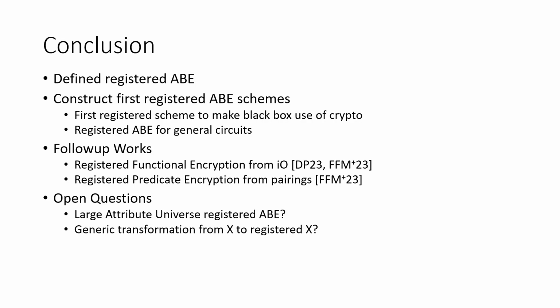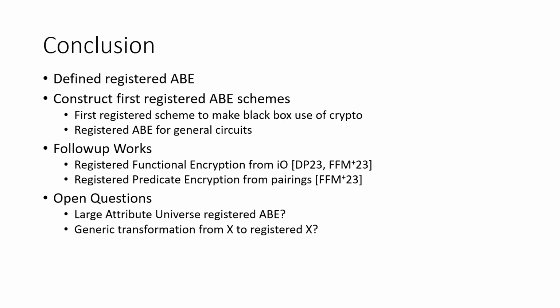I'd like to also leave with some open questions. For ABE, maybe we could think about constructing large universe registered ABE, or maybe there is a more generic approach to constructing a registered version of a primitive from the plain version.